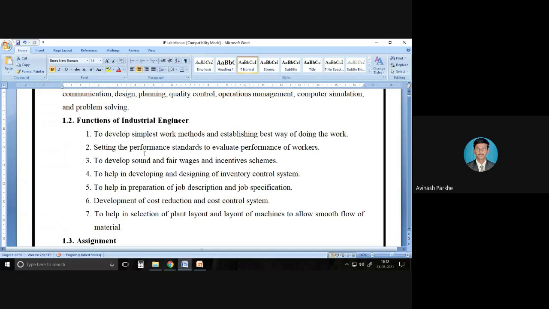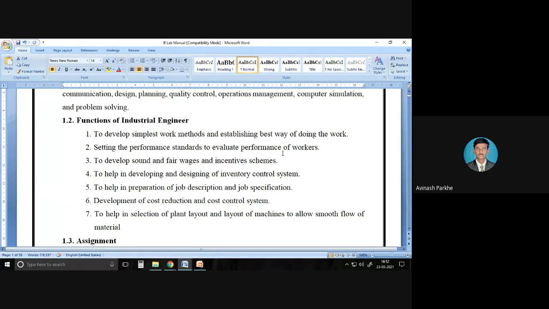Second, setting performance standards to evaluate the performance of workers. Some operators are fully skilled operators; they operate CNC machines and VMC machines. Some operators are unskilled; maybe we use unskilled operators for transporting products from one location to another. For simple activities, we give unskilled operators. But to operate sensitive machines, big machines, or CNC and VMC machines, we have to provide skilled operators.